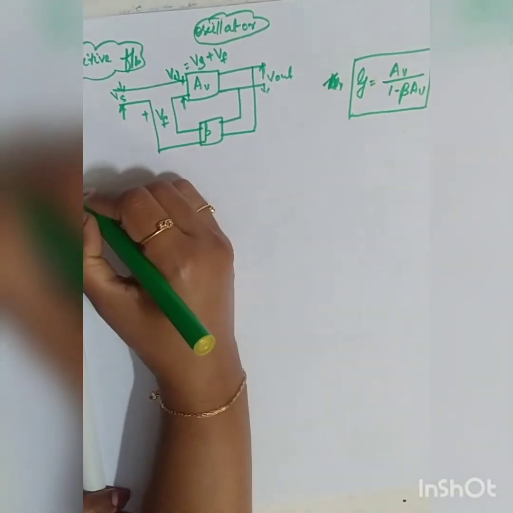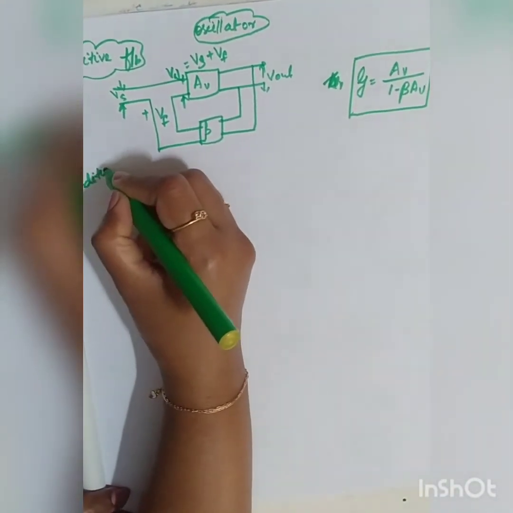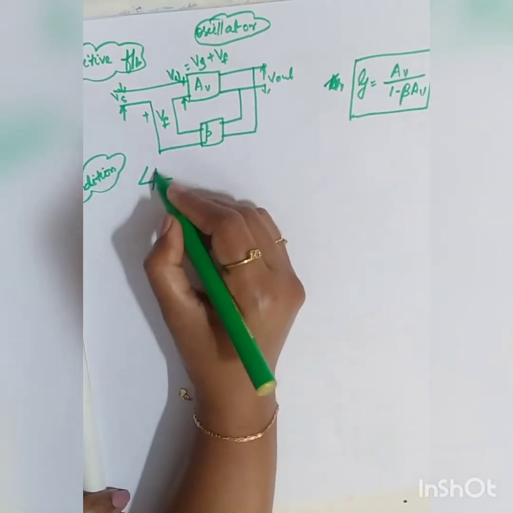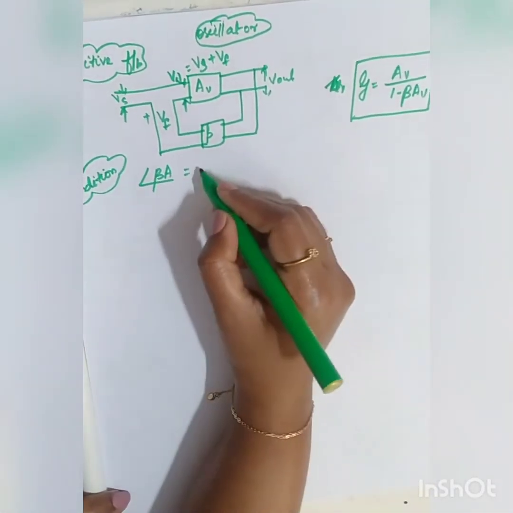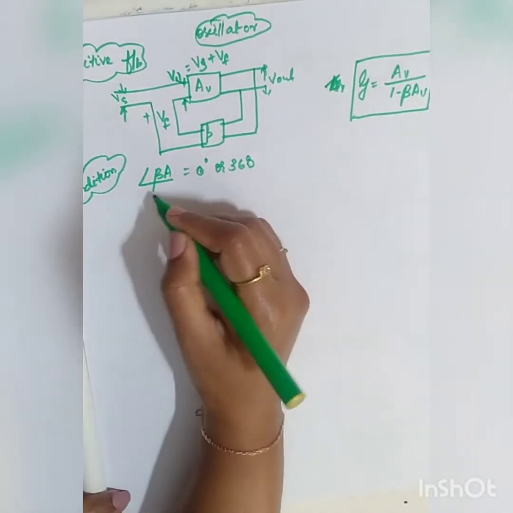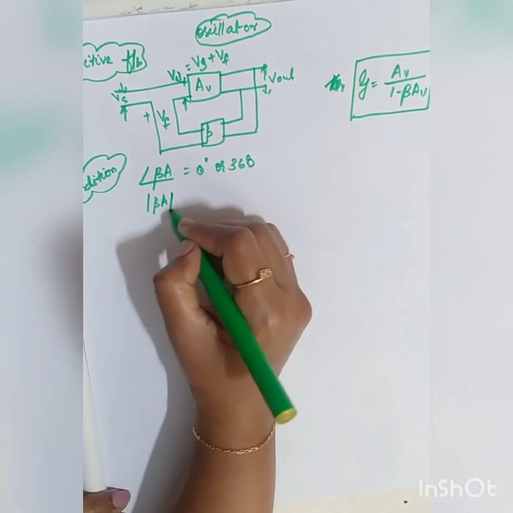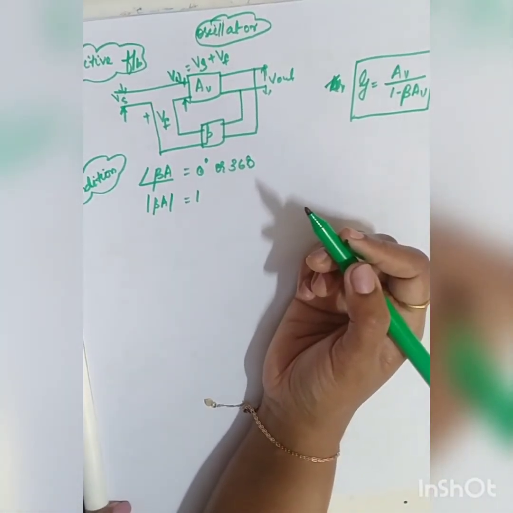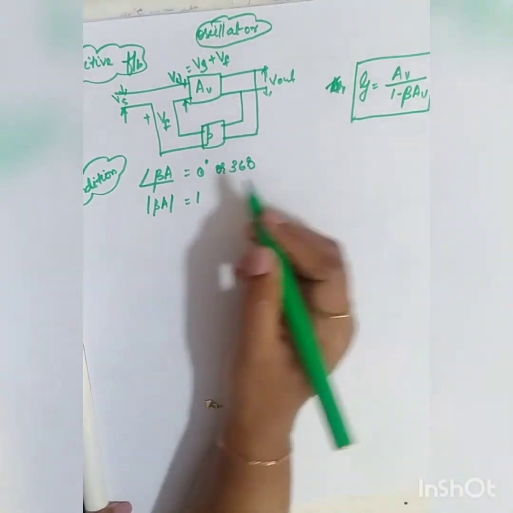Okay. The next one was your condition for oscillation, right? Condition for oscillation, very, very important. The angle of beta AV should be equal to 0 degree or 360 degree. And the magnitude of your loop gain should always be equal to 1. This is also called by another name, that is called the Barkhausen criterion.